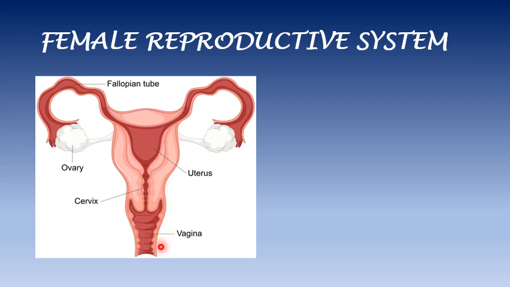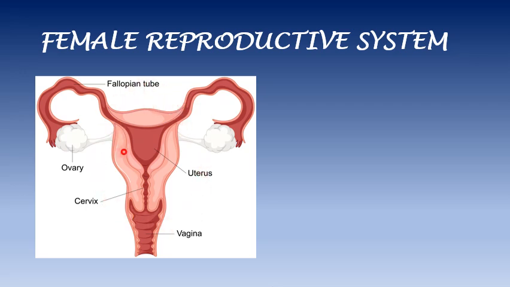It receives the penis during sexual intercourse. Once the penis enters, only later will it release the sperm inside the female body. It acts as a birth canal during childbirth. So these are the major functions of the female reproductive system.